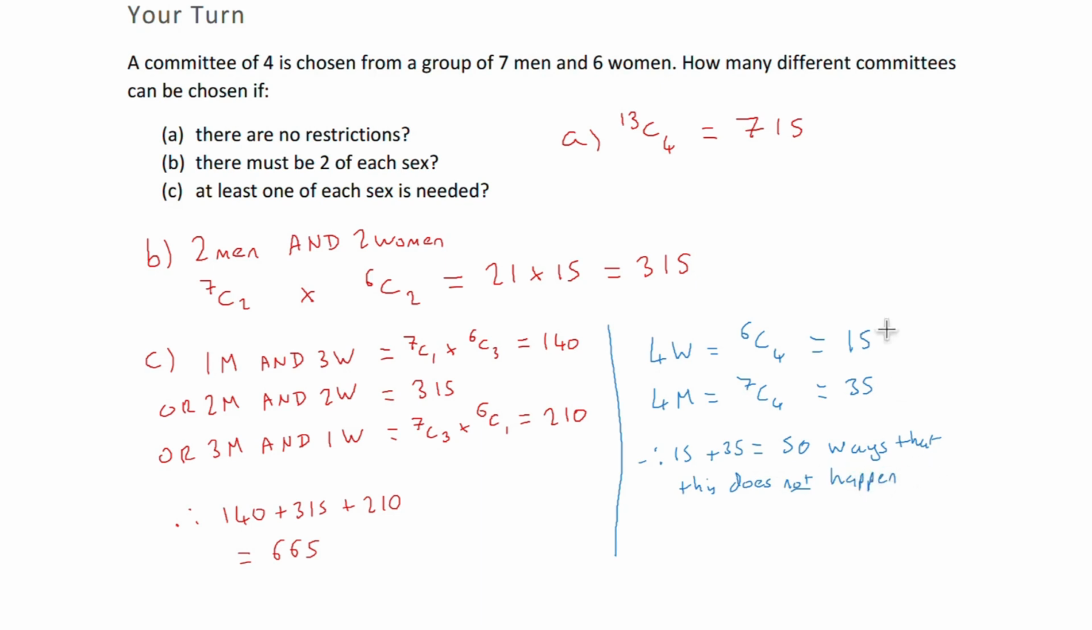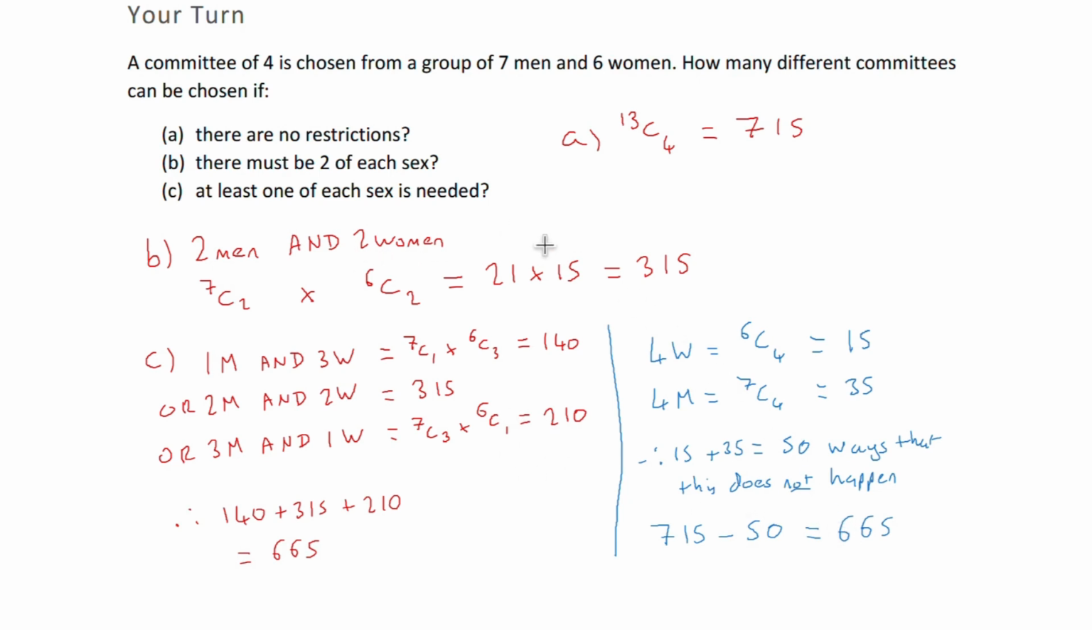Now, the thing here is we know that there are 715 ways in total with no restrictions. Now, if there are 715 ways in total, and there are 50 of those which do not satisfy this, then the answer is going to be 715 minus those 50 ways, which gives us 665, the same answer as we got before.